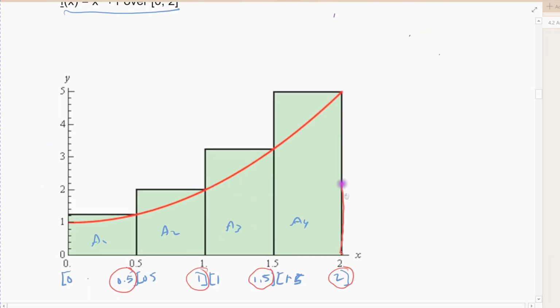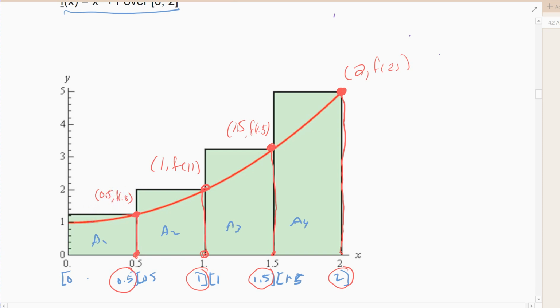At 2, I went up, I drew my rectangle, and the rectangle stops here at the point on my curve. So this would be the point 2, f of 2. At 1.5, I start here and hit my curve. This would be the point 1.5, f of 1.5. Start at 1, hit my curve. This would be the point 1, f of 1. And then the last one would be at 0.5, f of 0.5.